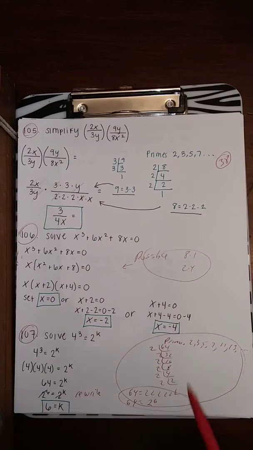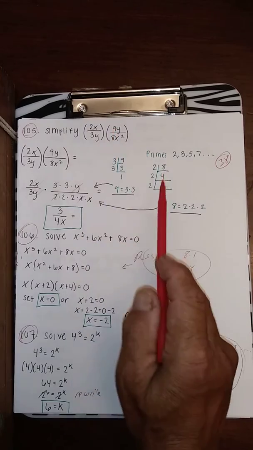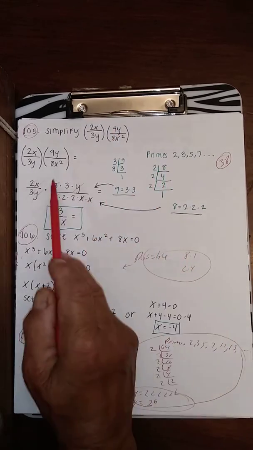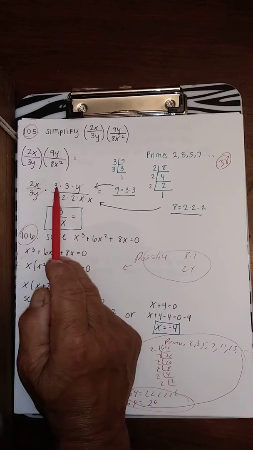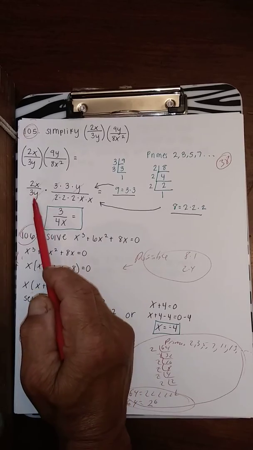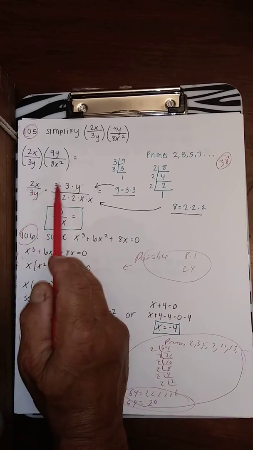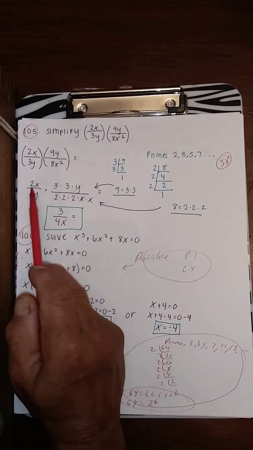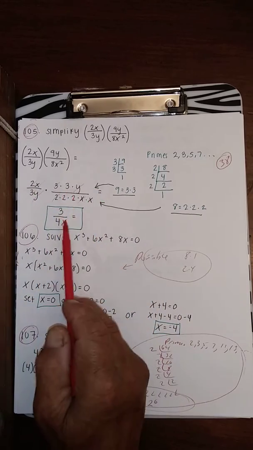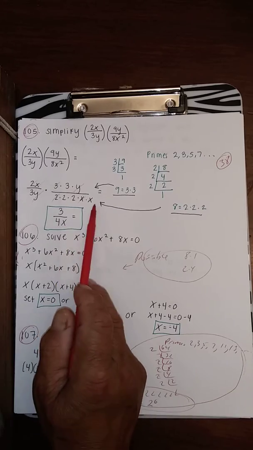Simplify this. So 9 is 3 times 3. 8 is 2 times 2 times 2. So let's rewrite that: 2x, 3y, 3, 3, and y, 2, 2, 2, x, and x from this. So now notice, y goes away, 3 goes away, x goes away, 2 and 2 go away. What's left over is 3 over 4x.